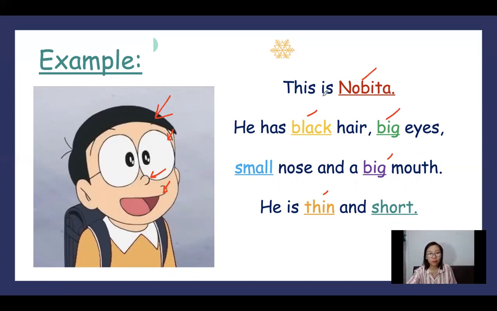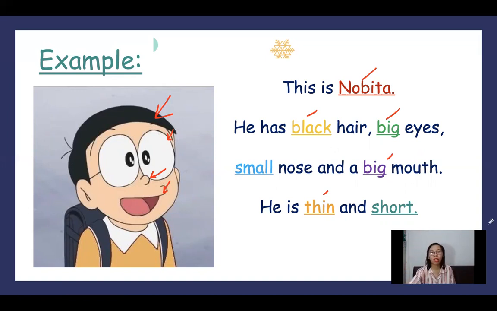All right, so again, this is Nobita. He has black hair, big eyes, small nose, and a big mouth. He is thin and short.